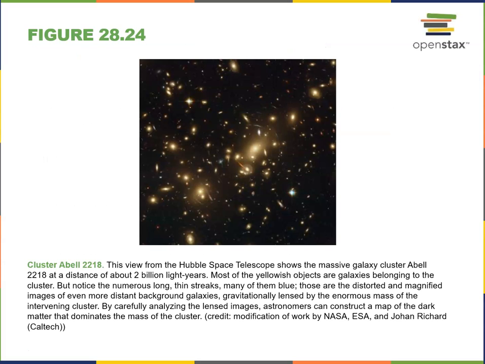So here you can see the first method of observing dark matter. We can see numerous long, thin streaks, many of them blue. These are distorted and magnified images of even more distant background galaxies, gravitationally lensed by the enormous mass of the intervening cluster. So these galaxies are distorted. By carefully analyzing these images, astronomers can construct a map of the dark matter that dominates the mass of the cluster.